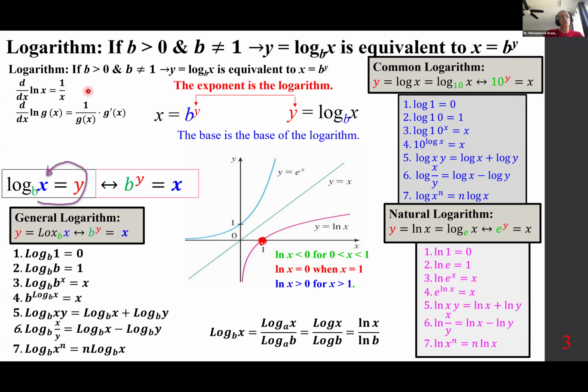Natural log, the derivative is 1 over x. If it's ln of g of x, it's 1 over g of x times g prime of x. And if the base is other than base e, notice this says ln x over ln b, so we tag along 1 over ln b.